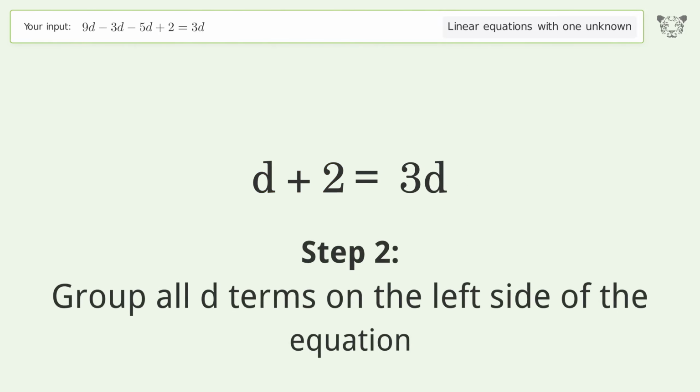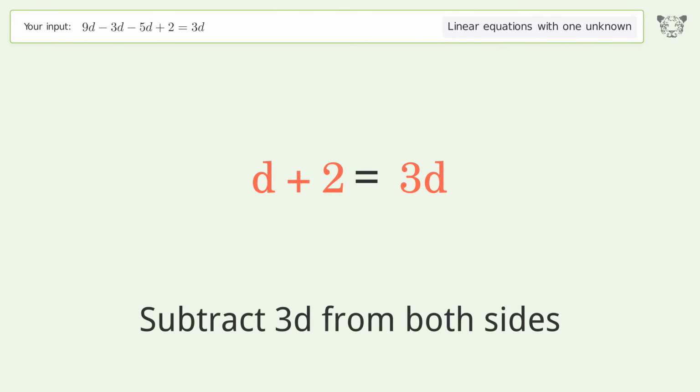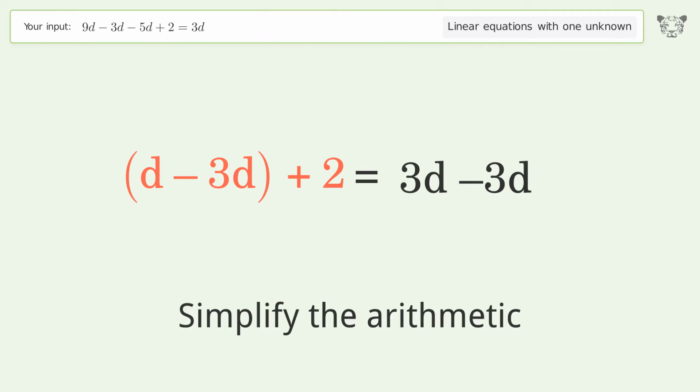Group all d terms on the left side of the equation. Subtract 3d from both sides. Group like terms. Simplify the arithmetic.